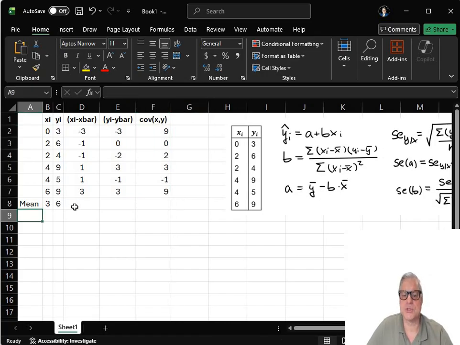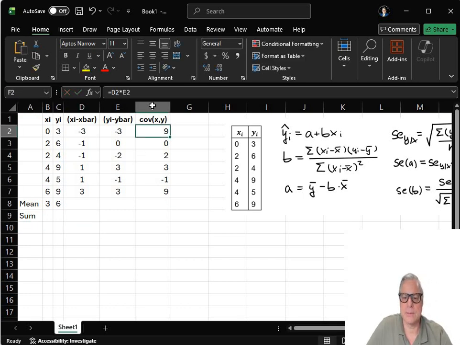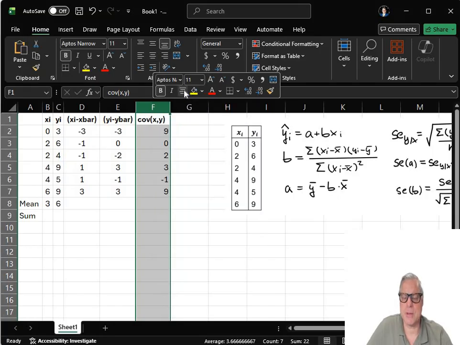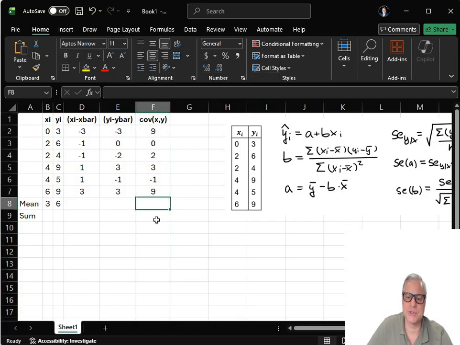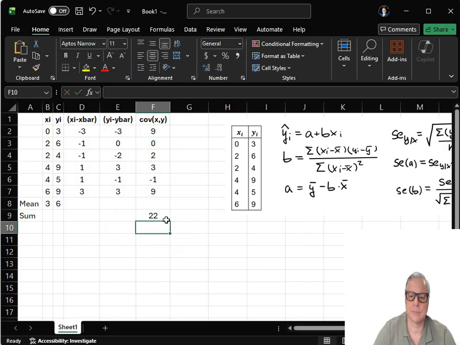Well, and now we need to sum that up, because the covariance, which is the sum of xi minus x bar times yi minus y bar, well, that will go into the numerator. So this sum would be equal to 22.